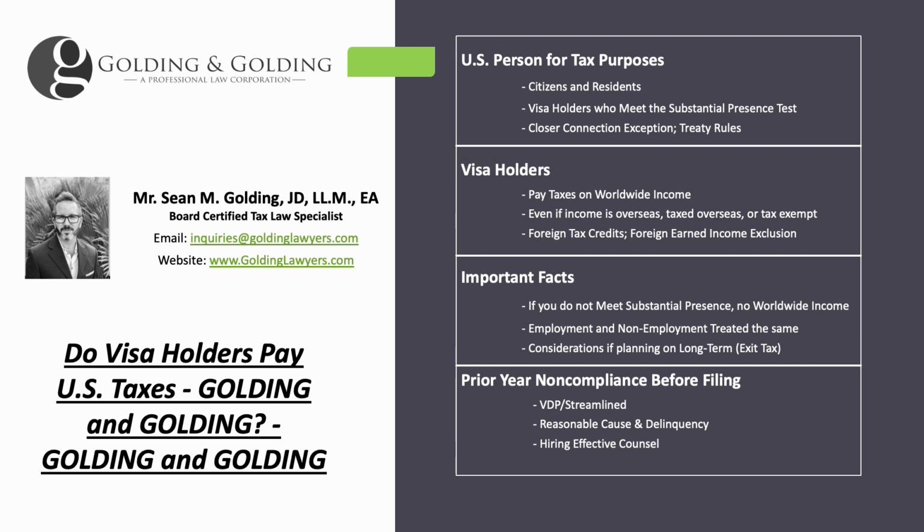It essentially means that you're here for a certain number of days in the current year and the 2 prior years. It's combined into a 3-to-1, 6-to-1, and 1-to-1 ratio. You mix it all in a pot, and if you meet the threshold requirements, then you meet substantial presence and you're taxed on your worldwide income. Now, there are some exceptions, which we'll get into in a moment.